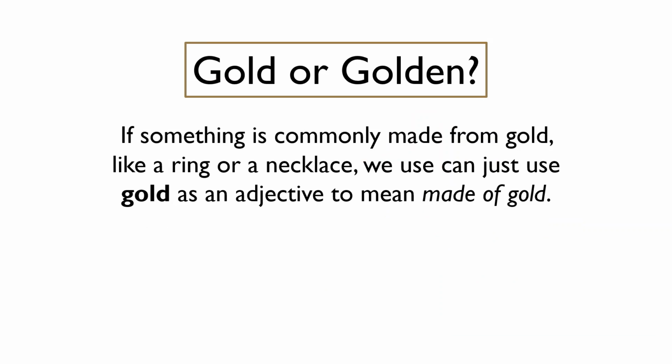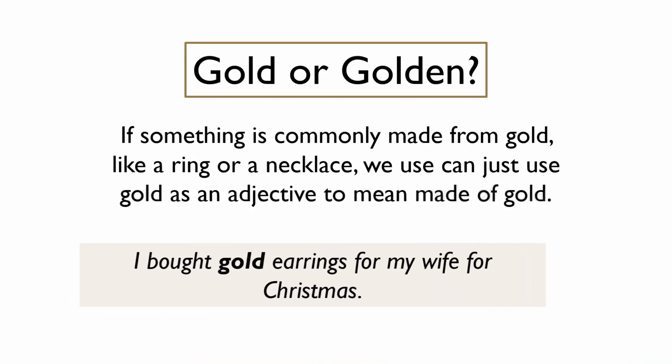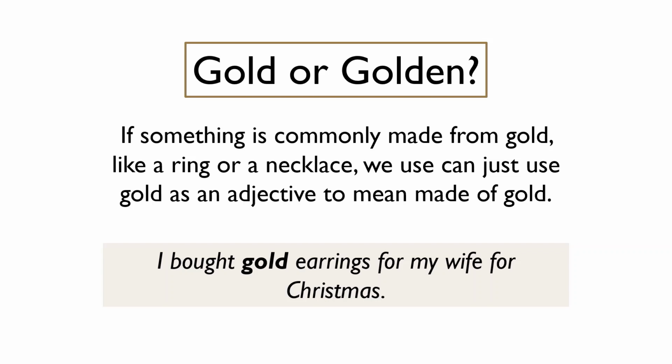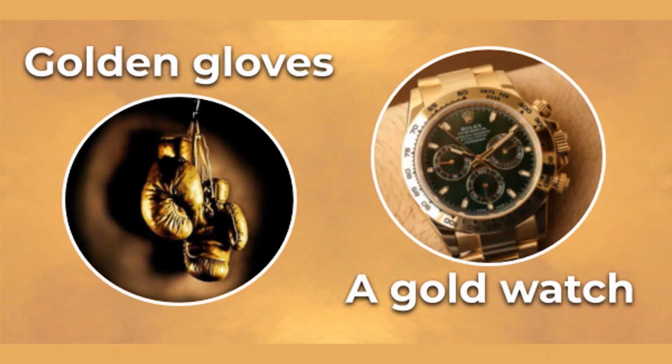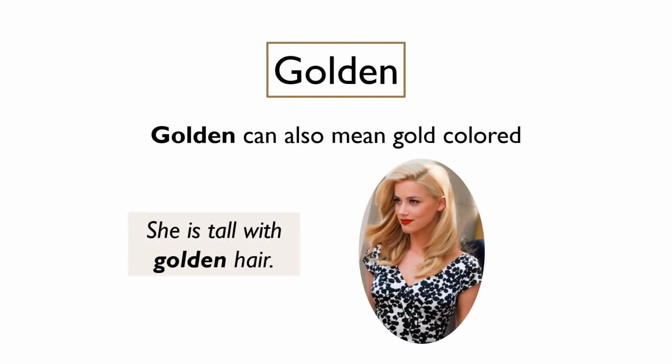Gold or golden. If something is commonly made from gold, like a ring or a necklace, we can just use gold as an adjective to mean made of gold. My boss always wears a gold watch to work. I should ask for a raise. I bought gold earrings for my wife for Christmas. Golden can also mean gold-colored. She is tall with golden hair.